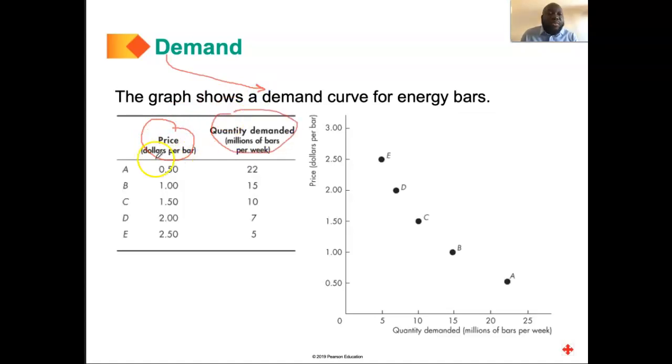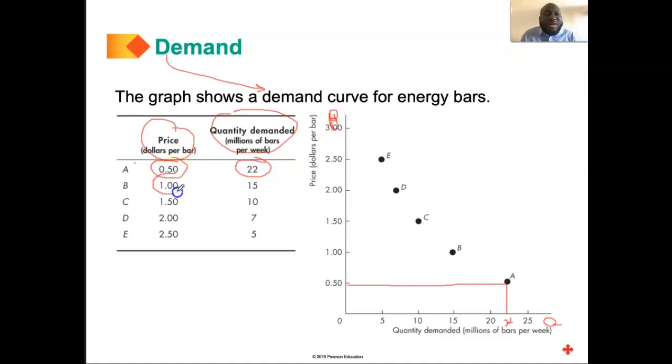So we have price. When price is 50 cents, quantity demanded of the energy bars is 22. So we have 50 cents here, and quantity demanded is 22. We have quantity always on our x-axis or the horizontal line, and we have price always on our y-axis, so this is price.